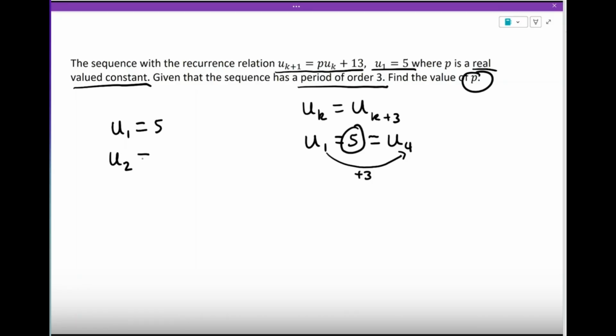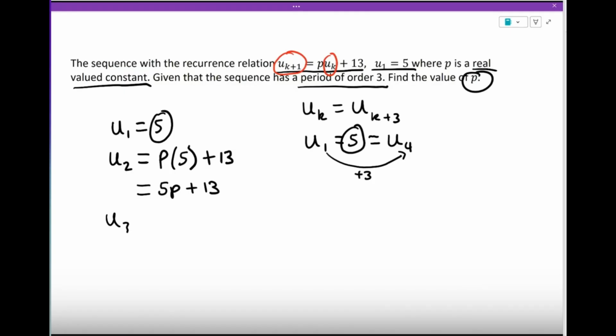So u2 is equal to, and let's substitute 5 into my recurrence relation. So that's going to go in place of the uk, because the idea is if we take uk, any term in the sequence, multiply by p, and then add 13, that's going to give me the next term in the sequence, which is going to be my second term in this case. So we are going to do p multiplied by 5, and then we're going to add 13. And then let's simplify that, so I would get 5p plus 13. So that would be the second term in my sequence.